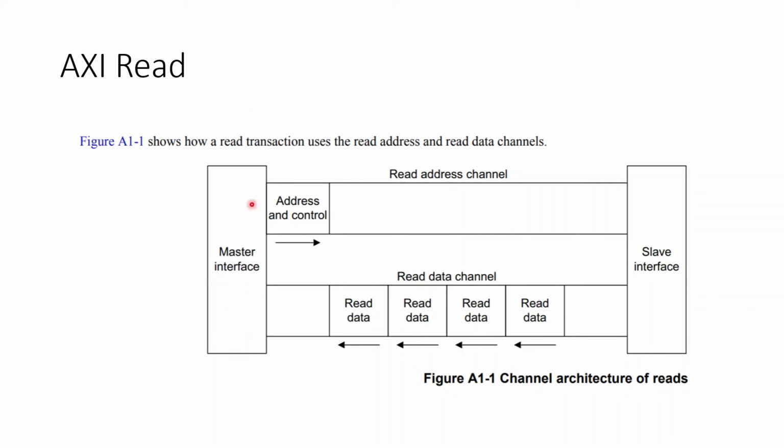In the master interface you have the address and control. The address and control will be sent via the read address channel to the slave, and then the slave responds with the read data. This is how the AXI read works. In the read transaction, the master interface sends the address and control via the read address channel, and the slave responds with the read data via the read data channel. So these are independent channels.